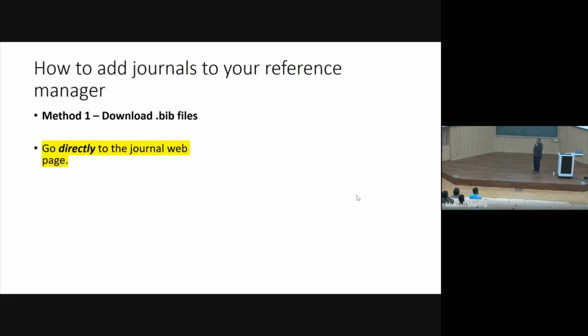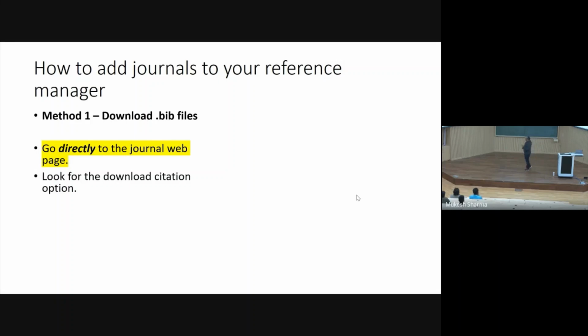You go directly to the journal web page. Now, there are people who would go to Google Scholar. There is an option called Cite, and from there they'll download BibTeX. Please don't do that. It is going to give you really badly structured references. The best place to get a good .bib file is directly from the source, which is the journal web page. So you go to the journal web page, and you download the .bib file directly from there.